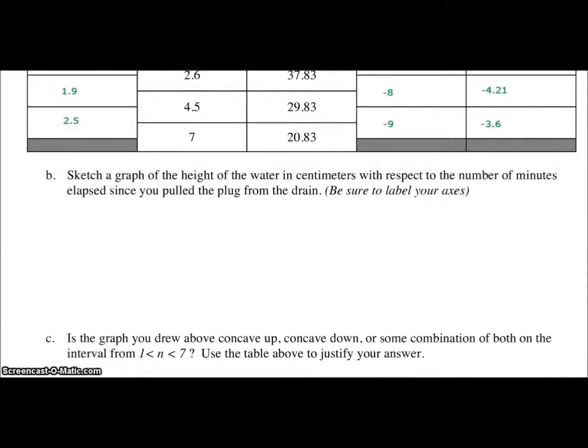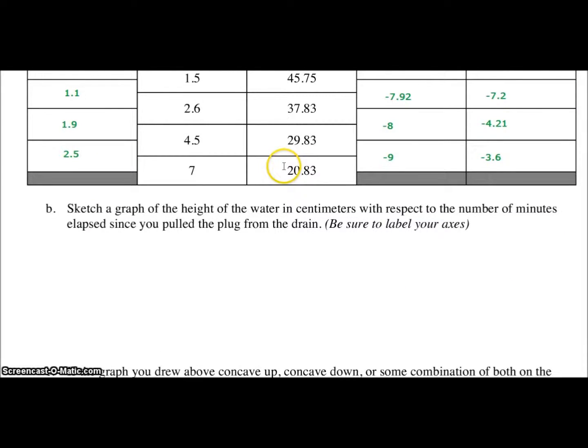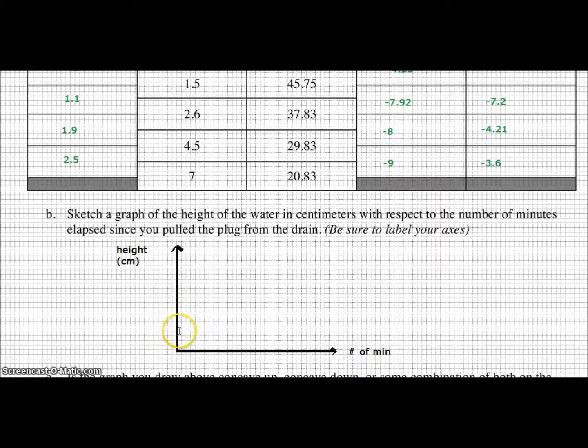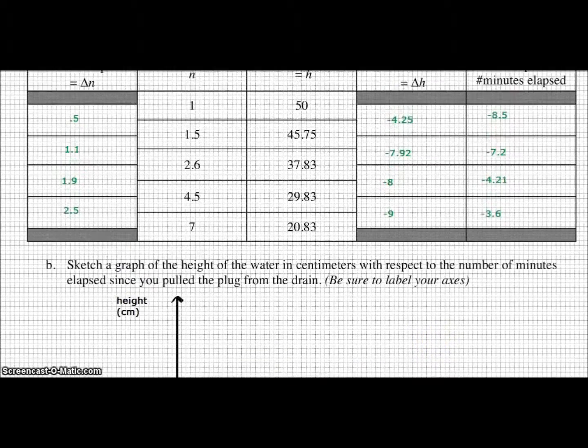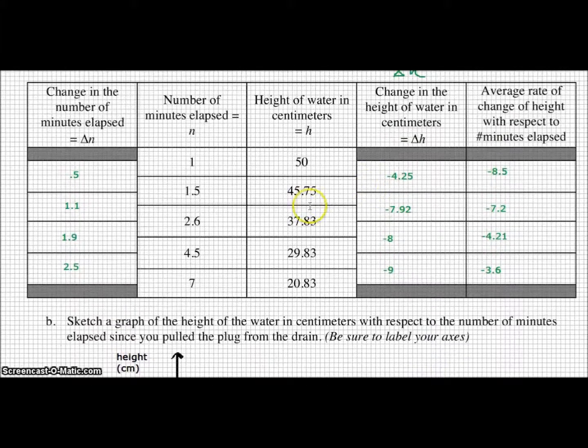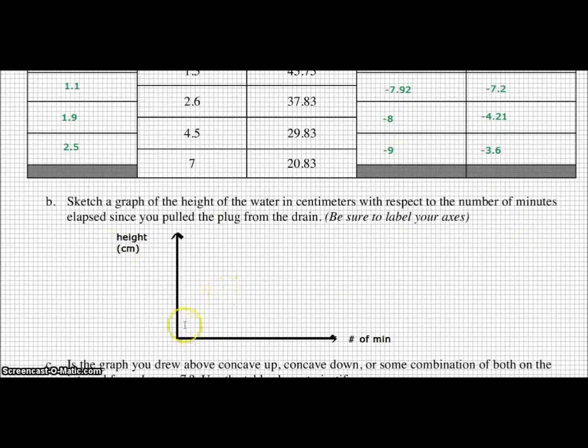Okay, so sketch a graph of the height of the water in centimeters with respect to the number of minutes elapsed since you pulled the plug from the drain, and be sure to label your axes. So here are my axes. I got my height in centimeters on the vertical axis and the number of minutes on the horizontal axis. Notice that the number of minutes I have go from 1 to 7, so I'd really like this axis to go from 1 to 7.